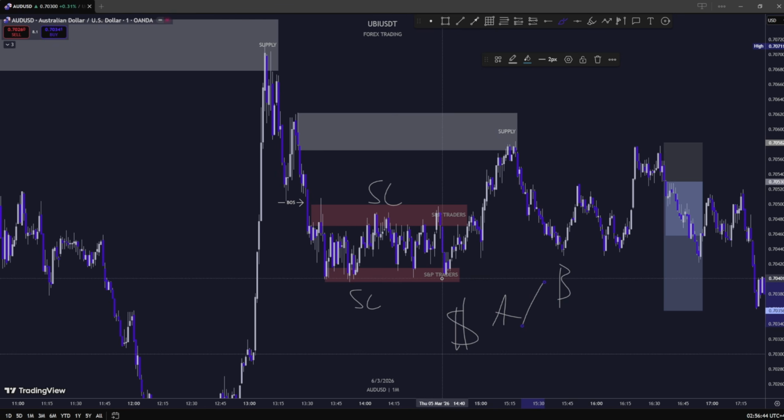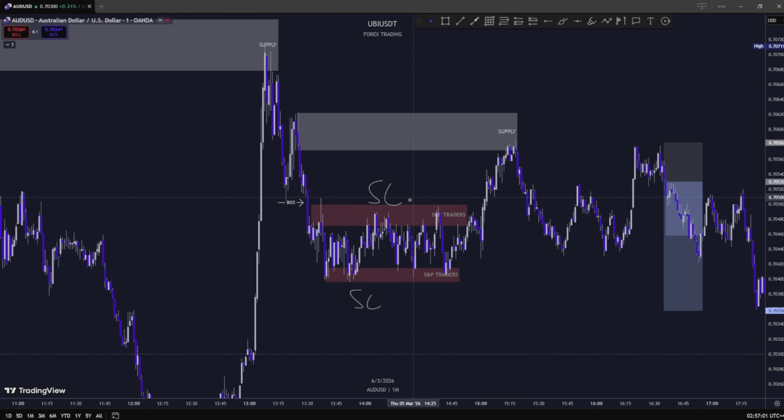Just like your car, if your car wants to move from A zone to B zone, you need fuel. It's the same with the market, it needs liquidity. It needs stop losses. That's why price is always generating liquidity. So it means that this area is liquidity. We have so many stop losses.